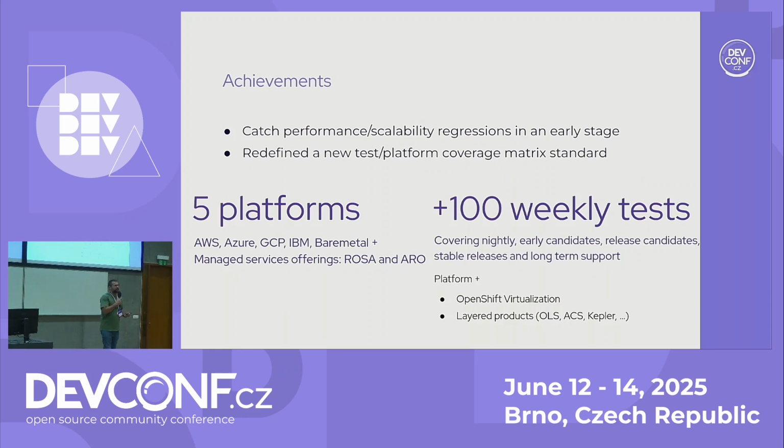And these are some achievements of what we have been working on. Nowadays, we cover 5 platforms. That's cloud platforms like AWS, Azure, IBM. We also cover bare metal as a platform and the managed service offering like OpenShift on AWS and on Microsoft. We run over 100 weekly tests. That includes control plane and data plane testing and a lot of specific testing. And we also cover all the ecosystem: OpenShift virtualization, and some layered products like OLS, advanced cluster security, advanced cluster management, and other integrated products.